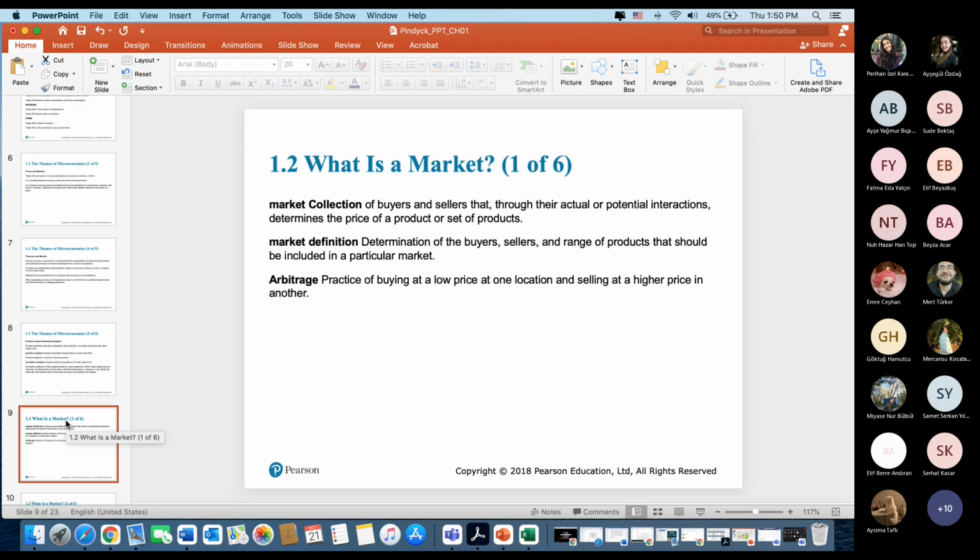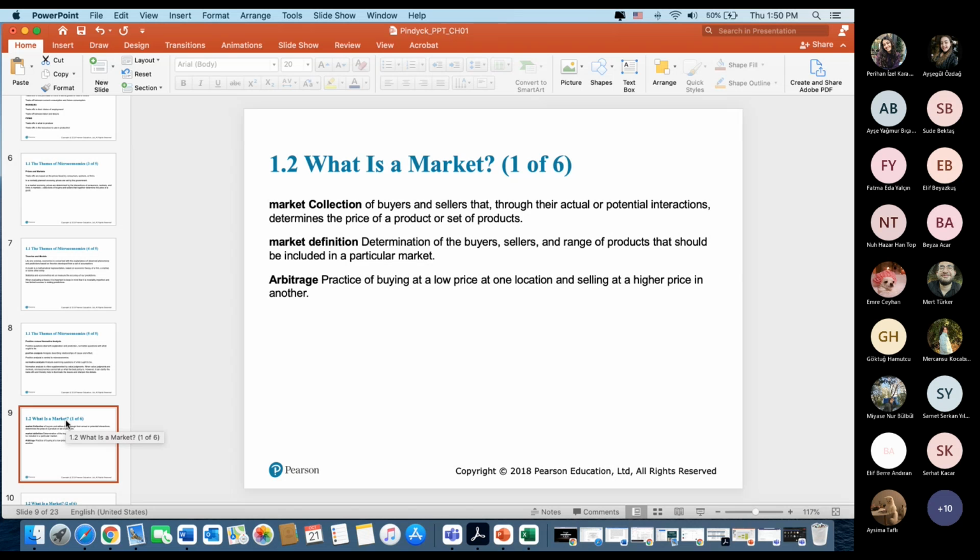So the prices are determined by the buyers and the sellers in the market, like perfectly competitive markets, and how can we say they really change the prices immediately depending on the factors, maybe the exogenous factors or the internal factors. The market definition is a determination of the buyers and the sellers and the range of products that should be included in a particular market.